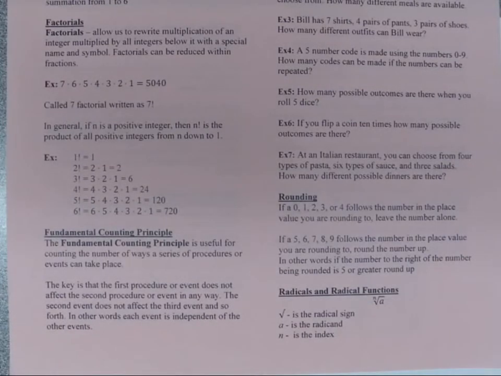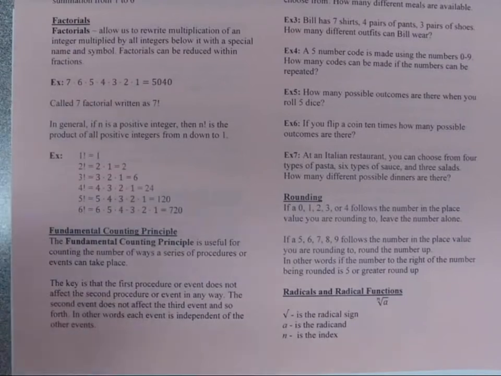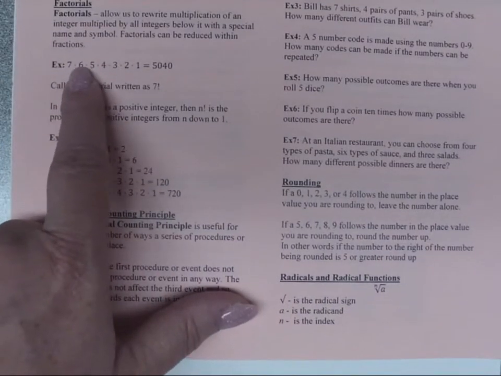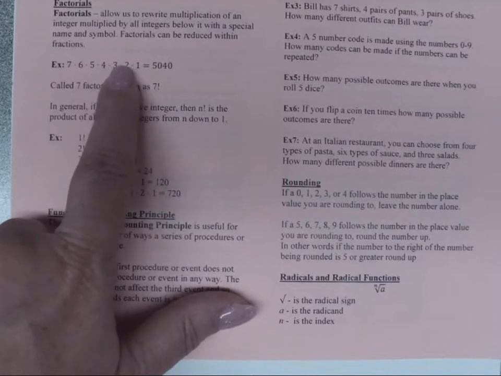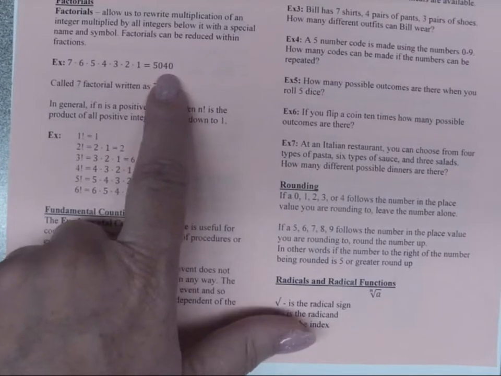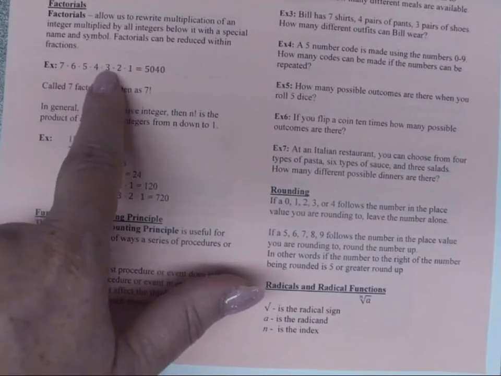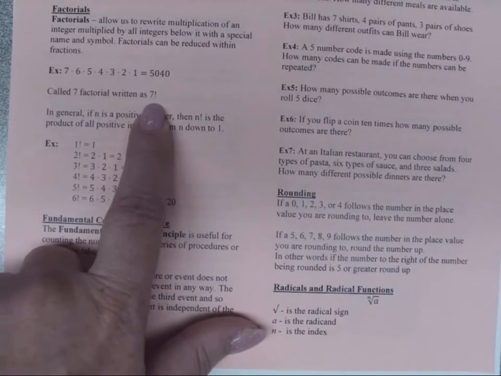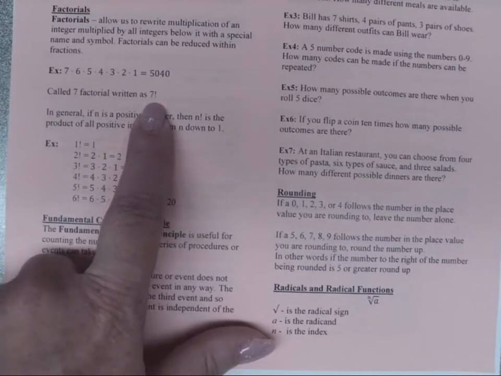Right, so we're talking about factorials. Factorials allow us to rewrite the multiplication of an integer multiplied by all integers below it with a special name and symbol. Factorials can be reduced within fractions. So here we have 7 times 6 times 5 times 4 times 3 times 2 times 1, which is equal to 5,040. Well, this can be written as 7 factorial, and that factorial is written with an exclamation point.